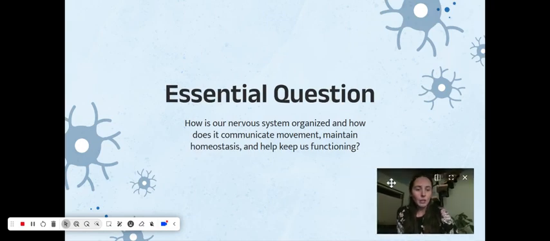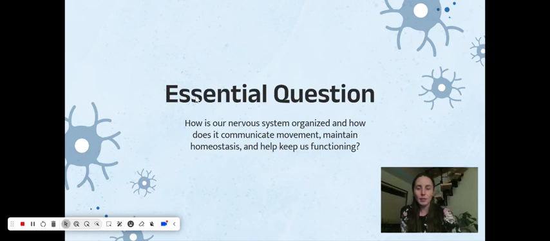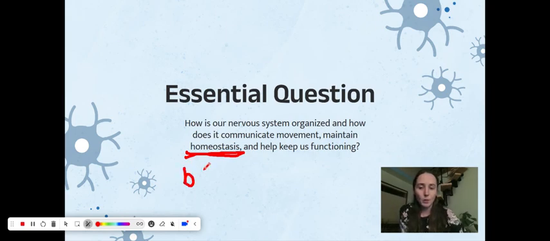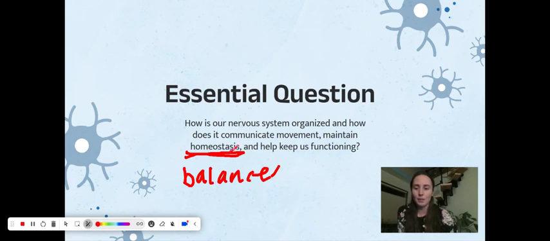On your guided note sheet, or if you're taking blank Avid notes, this is your time to fill in the essential question, which is, how is our nervous system organized and how does it communicate movement, maintain homeostasis, and keep us functioning? And as always, we are going to talk about homeostasis as in every unit. So hopefully by the end of this lecture, you feel confident answering this question and specifically bringing it back to homeostasis, or that balance in our system.